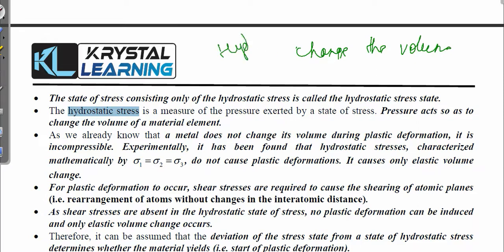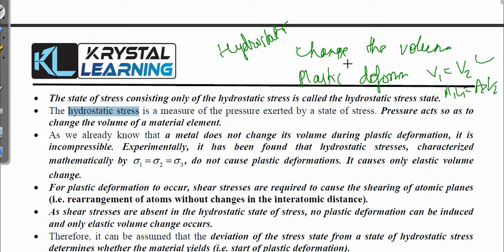Hydrostatic stress changes the volume. But we know that in plastic deformation, there is no change in volume. Means V1 equals V2, or area A1 into length L1 equals A2 into L2. This is the condition satisfied in plastic deformation. So you can ask, if there is a change in volume, what is that condition known as? That is known as elastic deformation.